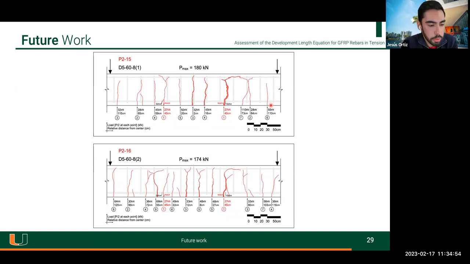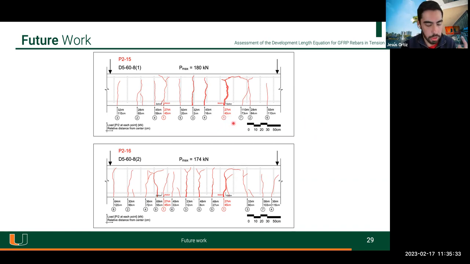So what we want to do with this data that we have collected so far, where we are right now, we are constantly analyzing and collecting all the data. We have more than 30 beams that we are analyzing right now with different behaviors, with different failure modes. We are focusing on understanding the structural behavior and how the stresses were transferred along the length of the rebar. So for doing this, we are mapping the cracks to observe the crack pattern and the required length to transfer those stresses.